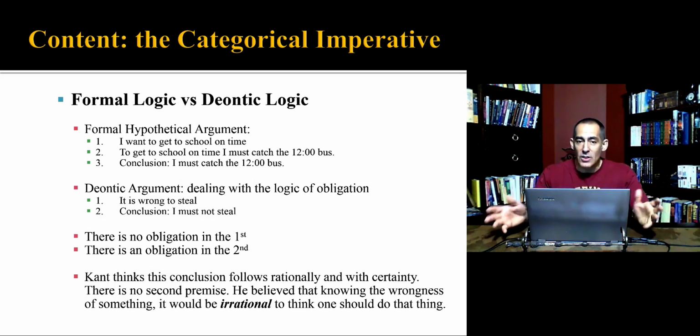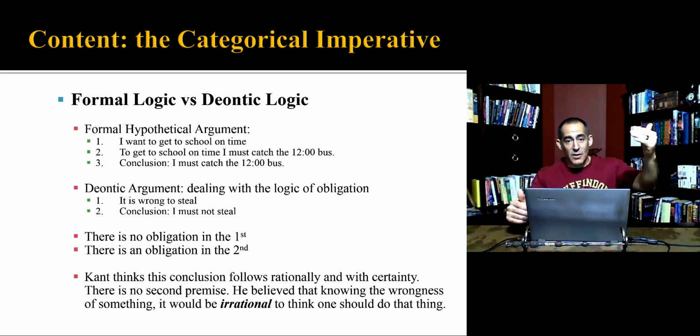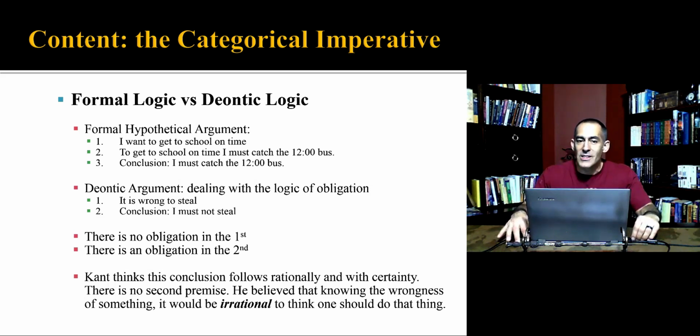Okay. Now, there's no obligation in this first formal argument up top, but there is an obligation in the second, because the first one, being hypothetical, we could, of course, give up the condition. And in the second one, there isn't an opportunity to, because there's no condition in there. Kant actually thinks that the conclusion in this deontological argument follows rationally and with certainty, without the need of a second premise, because he believes that when you understand what wrongness is, if I say it's wrong to steal, then you automatically know that it would be irrational to think otherwise, to think that you should do something. It just simply follows.